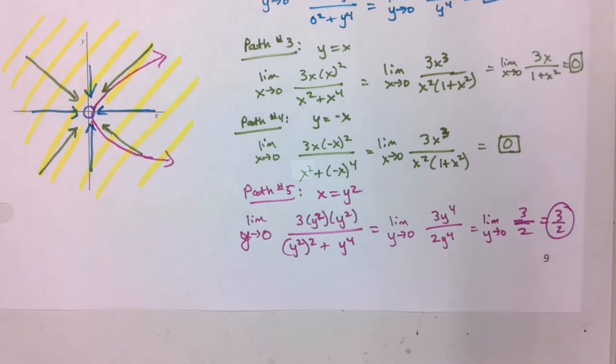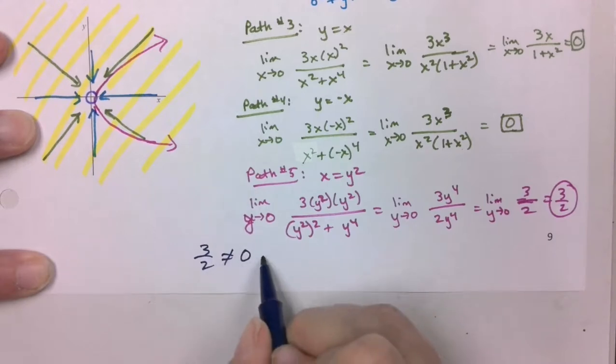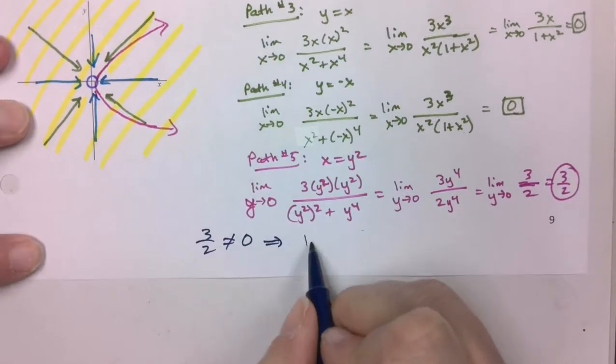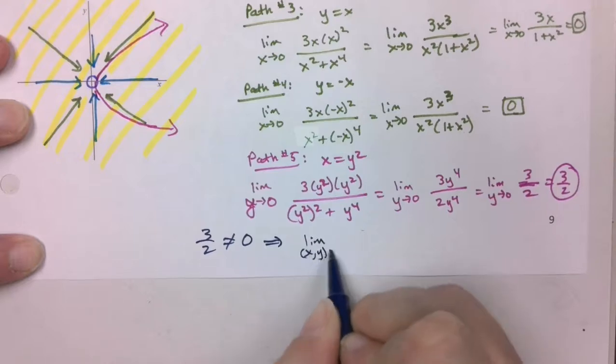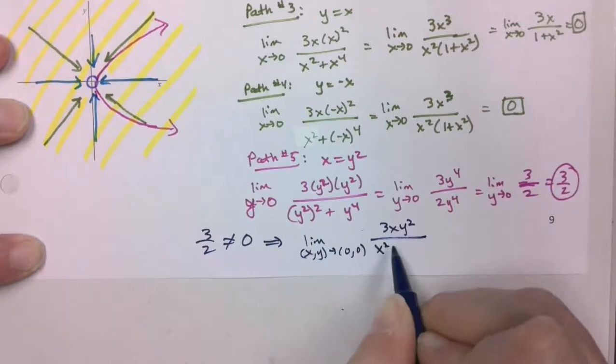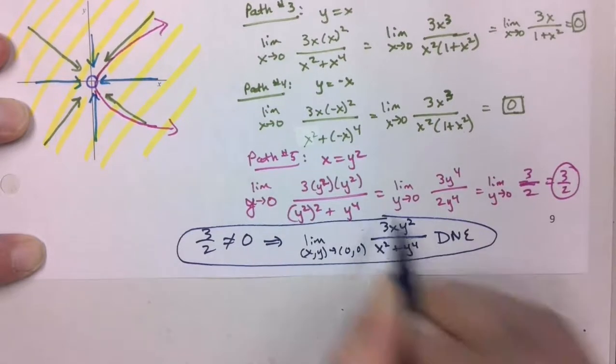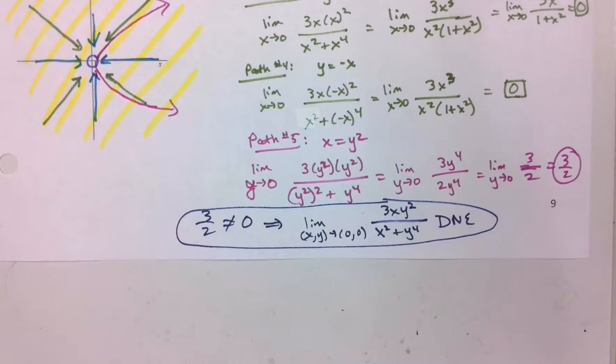So 3/2 is not equal to 0, therefore there's no limit. So 3/2 does not equal 0. Therefore, or that implies, the limit as (x,y) goes to (0,0) of this function does not exist. It took us a while to find the right path, but we got there. And as for how to find the right path, trial and error. I always start with the axes, then I do the diagonals, and then if those don't work, all bets are off. Try a different diagonal line, try a parabola, try a cubic, see what happens.